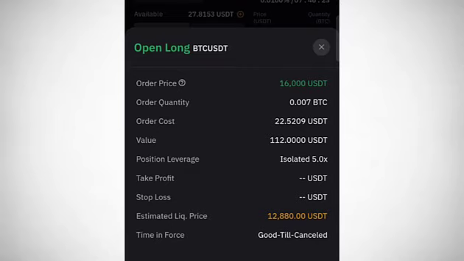Then estimated liquidation price is $12,880. This means that if BTC get down to $12,880, I will get liquidated.